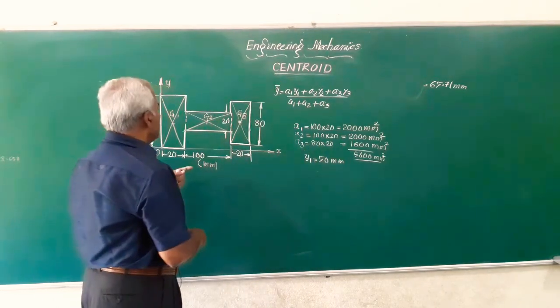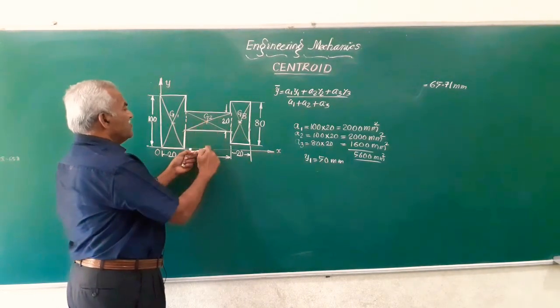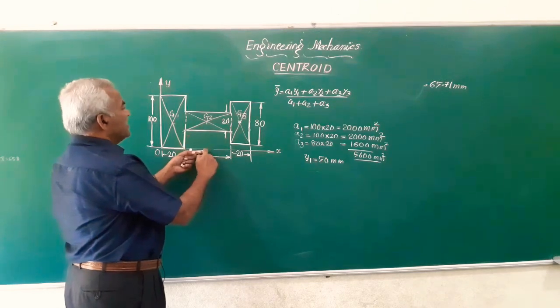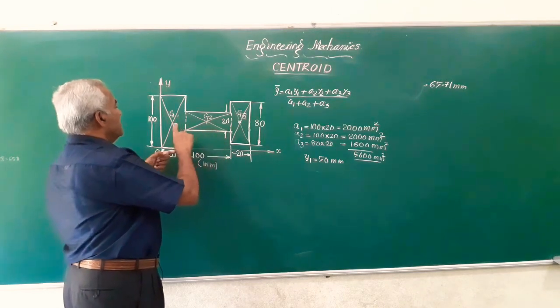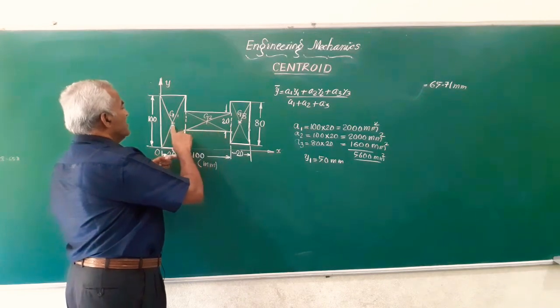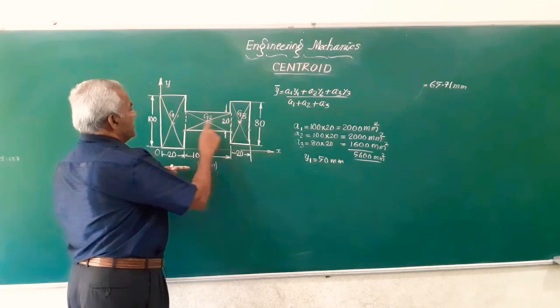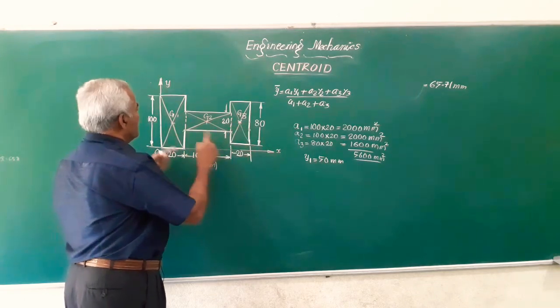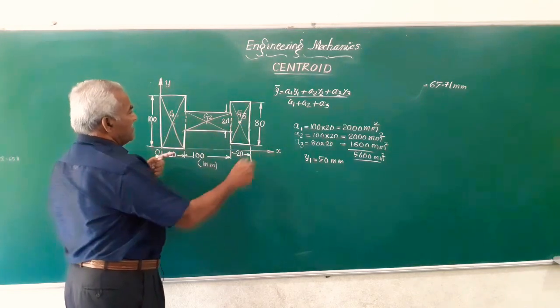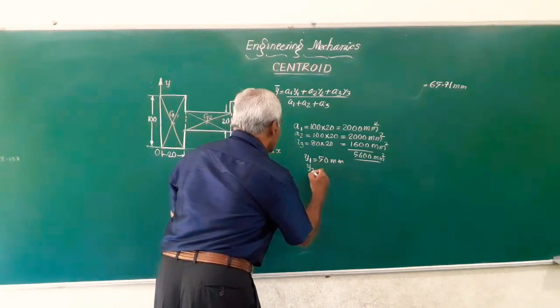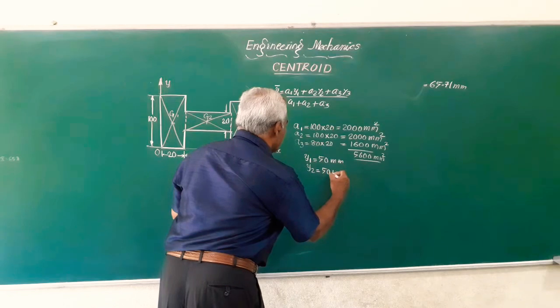Next, y2 is the distance of G2 from here. Friends, look at the board here. This again, this height is same as this. So this G1, G2, G3 are all at the same height. They are parallel to this. If you join this G1, G2, G3, they are parallel here. So you will get this G2 also, that is y2 equal to 50 millimeter.